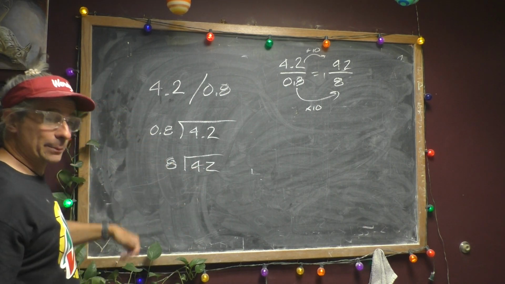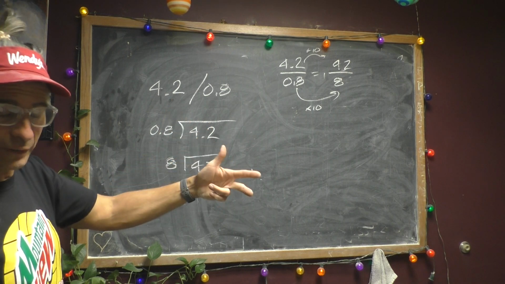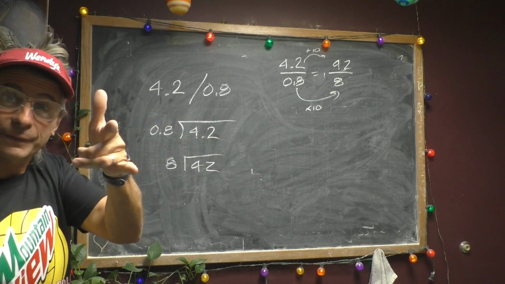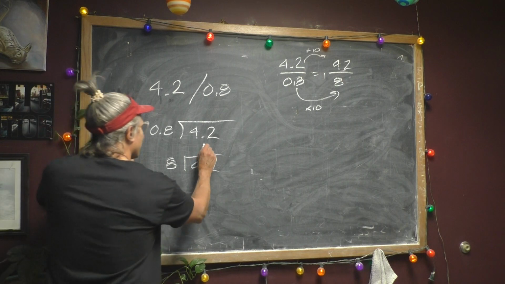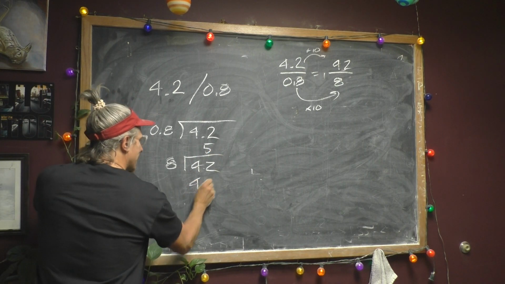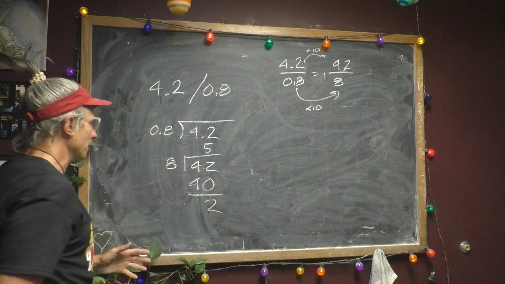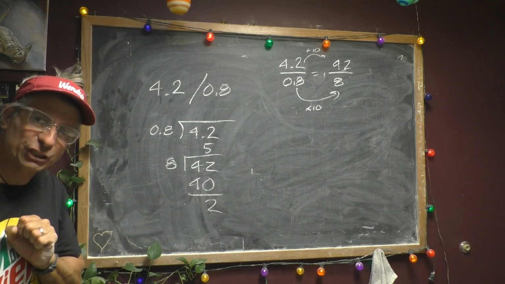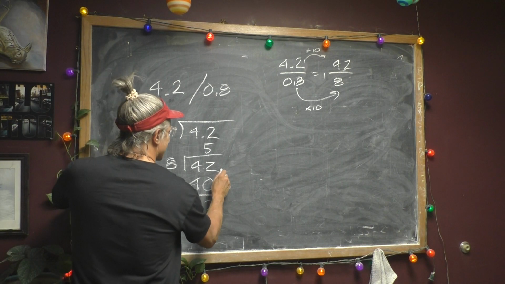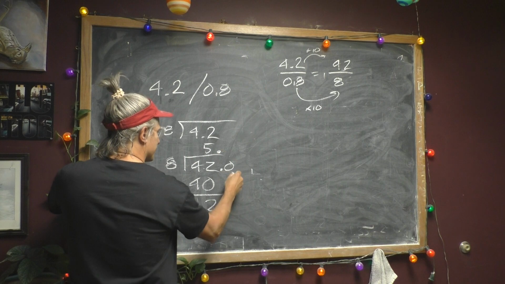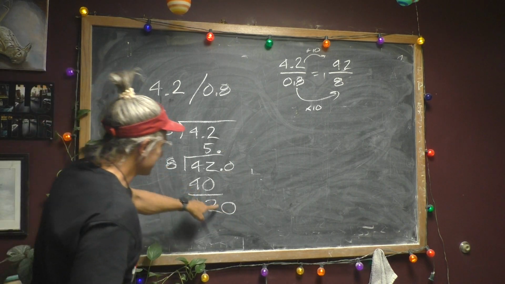Well, if you do your 8 times tables, it's 8, 16, 24, 32, 40. That's close. 8 times 5 is 40. So you go 8 times 5 is 40. Subtract, you get 2. Okay, so it doesn't go in exact. It's a little bit shy. So then what we have to do is we stick the decimal here and we give it a place of 0. Bring that 2 down. How many times does 8 go into 20?